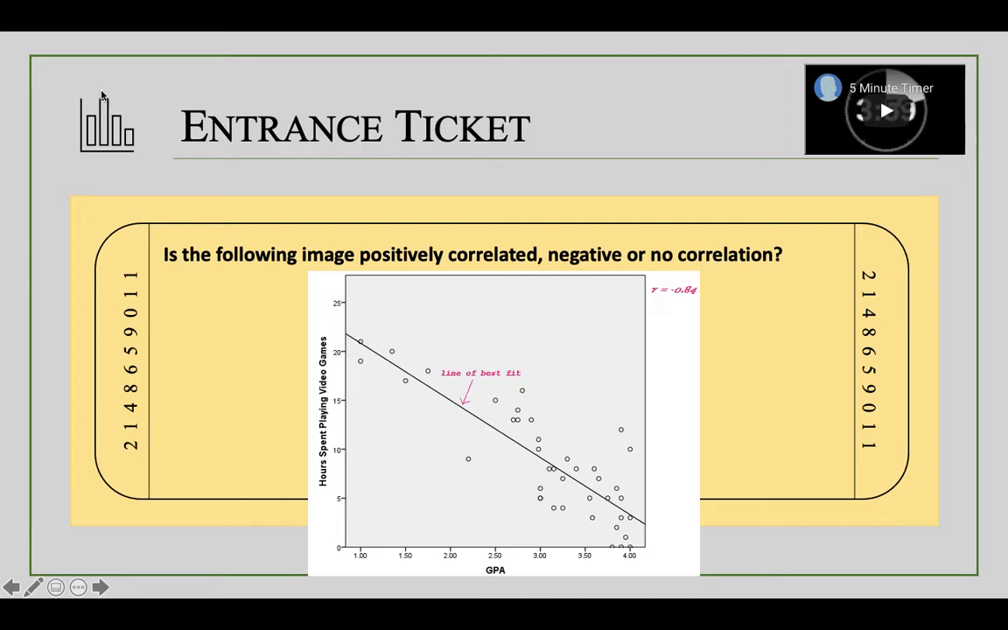So we're going to start off today by reviewing some of the information we learned last week. We learned about linear versus nonlinear. We've learned about positive versus negative versus no correlation. Let's see, what else did we learn about? We know about bivariate graphs, right? That's aka dealing with two variables. So I want you to take some time and tell me what kind of correlation is this line of best fit that we see, as the two variables of interest are the hours spent playing video games versus GPA.